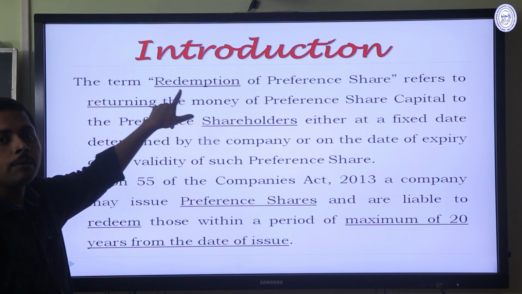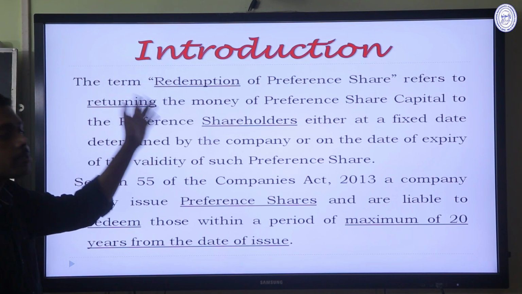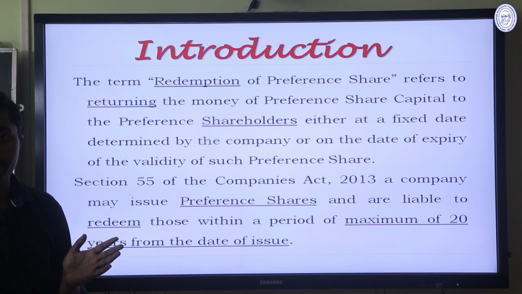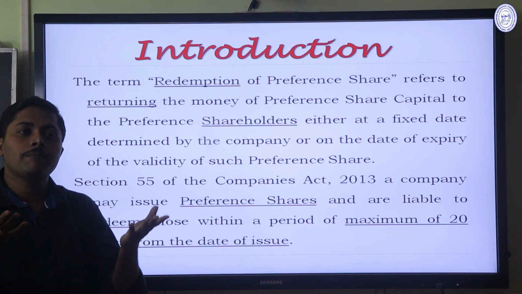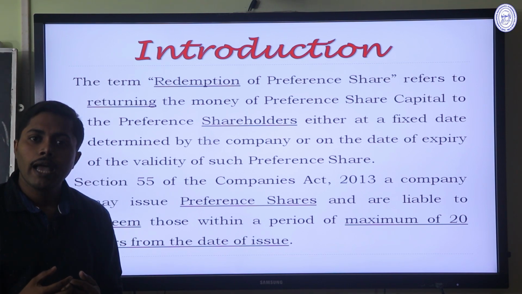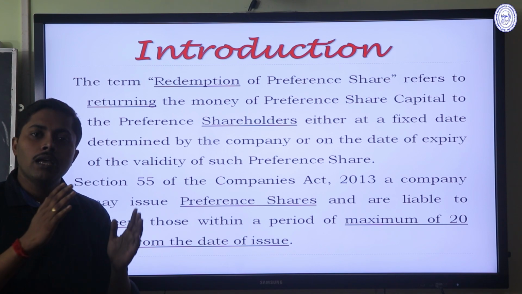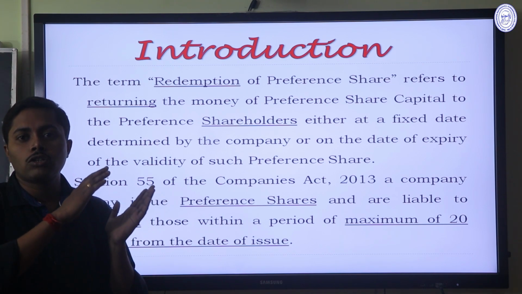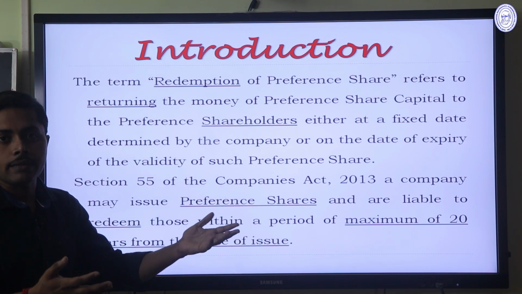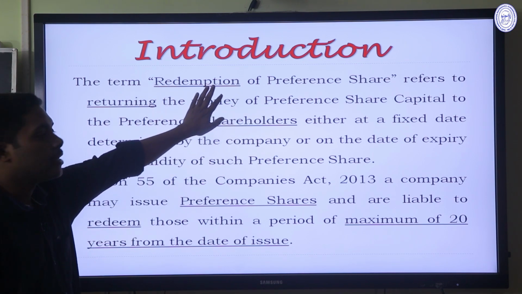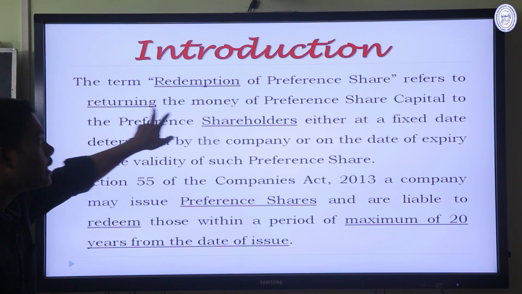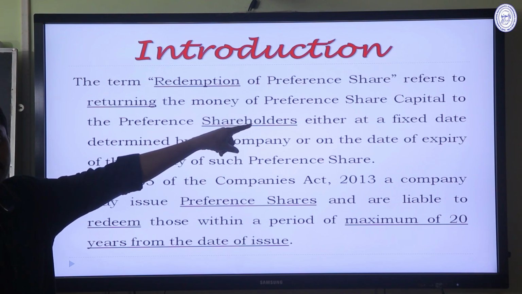What does it actually mean by redemption? Redemption is nothing but return of capital money to the shareholder. What actually happens is that initially the company collects share capital money from the shareholders, and after a certain period of time the company needs to return the amount of capital to the shareholder. This returning of money to the shareholder is known as redemption. So, the term redemption of preference share refers to returning the money to the preference shareholders.